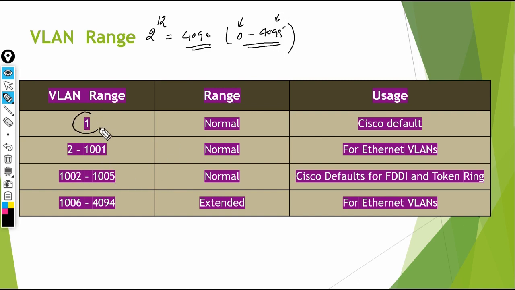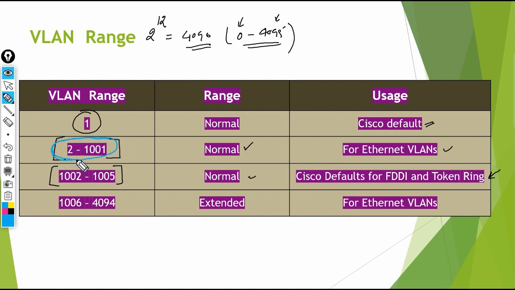Apart from that, 1 is reserved for Cisco as the default VLAN, and you can go ahead and create VLANs on your Cisco switches in the range between 2 to 1001, which is considered the normal VLAN range. After that, 1002 to 1005 is also normal, but again it is reserved for technologies like Cisco default for FDDI and token ring. This is outdated technology, we do not use it, but the VLANs are still present for it. So make sure the normal range which you can create on your Cisco switches is between 2 to 1001.